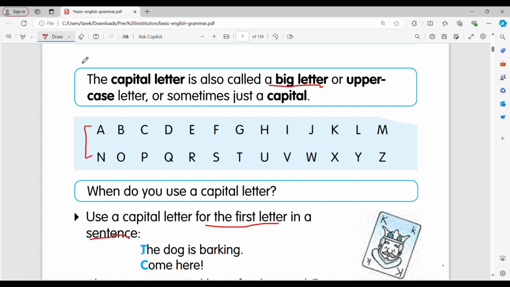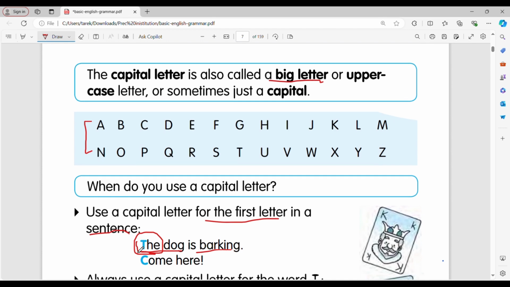So for example, the dog is barking. Bark is the sound of a dog. When the dog makes a sound, this is the bark. So the dog in here is barking. We can see that in here the T is capital because the T in here is at the beginning of the sentence.